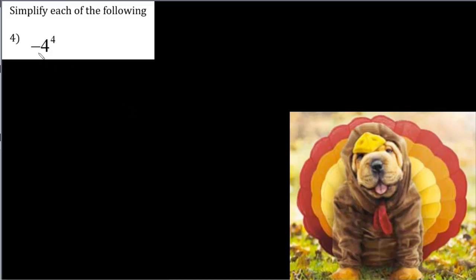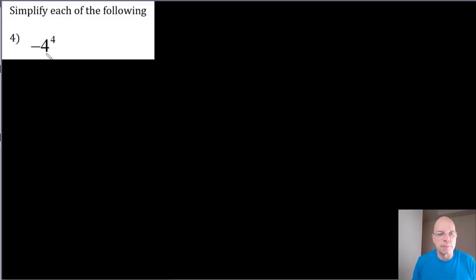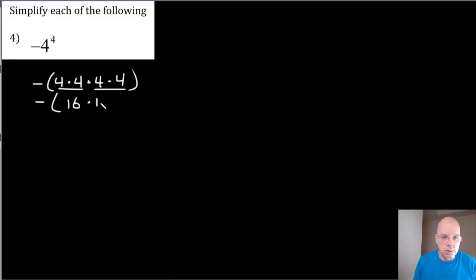What we're checking with number 4 is to see whether we understand that this base number is not negative. This is not negative 4 to the fourth power. This is the opposite of positive 4 to the fourth power. So this is the opposite of 4 multiplied by 4 multiplied by 4 multiplied by 4, or the opposite of 16 squared. And 16 squared is 256. So this is the opposite of 256, which is negative 256.